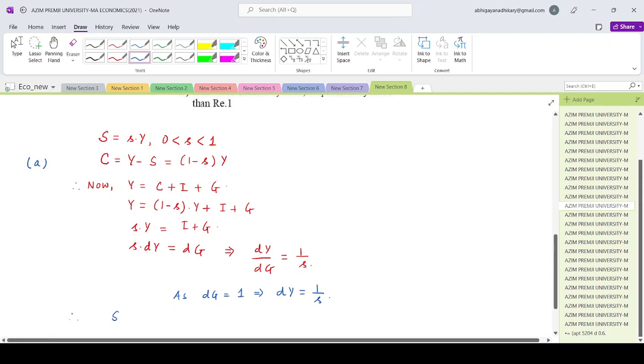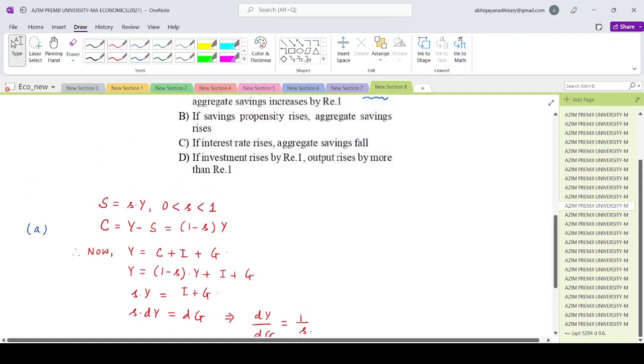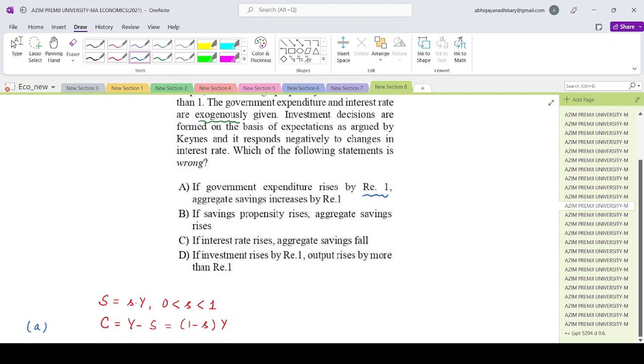Now what is the aggregate savings? It is small s times capital Y. So the change in aggregate savings, that is capital dS, is equal to small s times dy, which is s into 1 by s, which is equal to 1, right? So this is the correct option, that if the government expenditure increases by 1 rupee, aggregate savings also increases by 1 rupee. Now comes the second option.